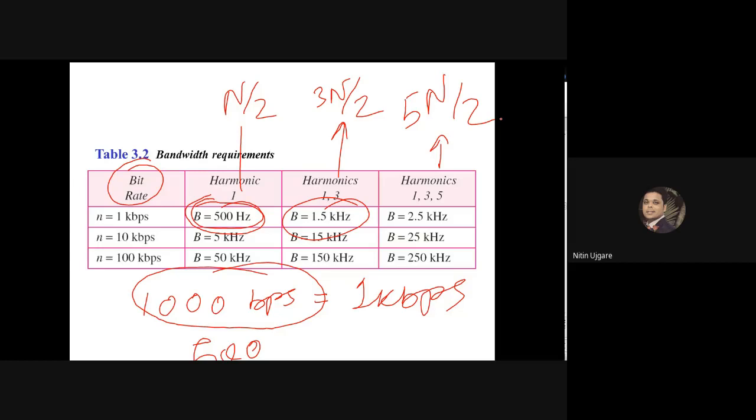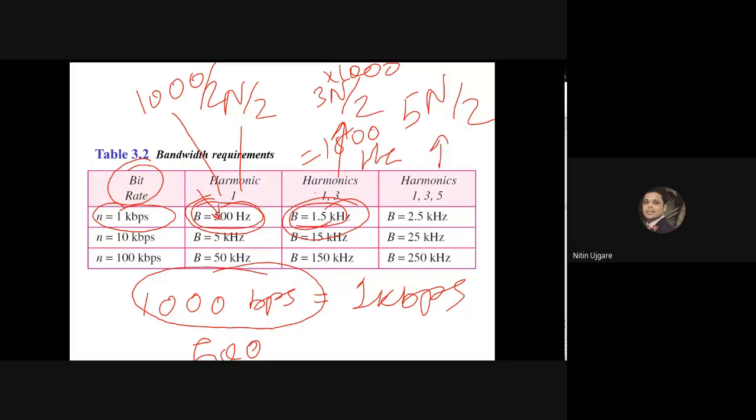We know what the bit rate is that we got: 1 kilobits per second. We have converted it into bits per second, that is 1000 bits per second. So in this case 1000 divided by 2, what we get is 500 hertz. Then in this case it will be 3 into 1000 divided by 2, which is 1500 hertz, and we convert this 1500 hertz into kilohertz, that is 1.5 kilohertz.